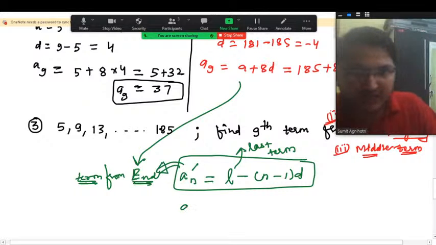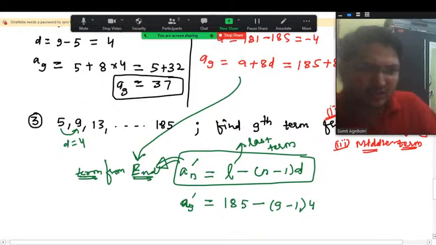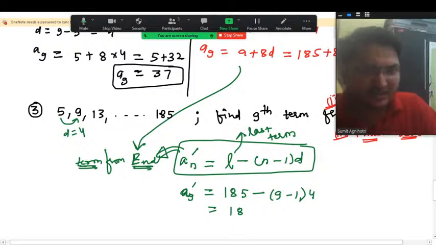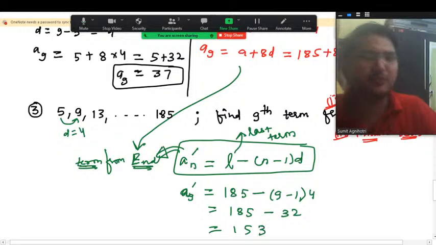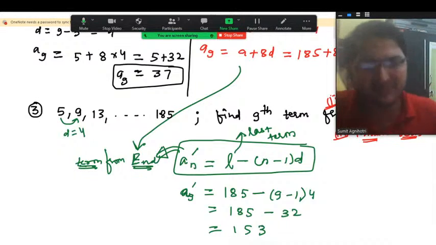Now I want ninth term from end. I will write L, that is 185. I will write n being 9 and subtract 1 from it, and d is the same d that you have, 4. If I solve this, we should get the same answer. Now it's up to you whether you want to remember this formula or just reverse and apply the same approach that we applied in AP. It's up to you.